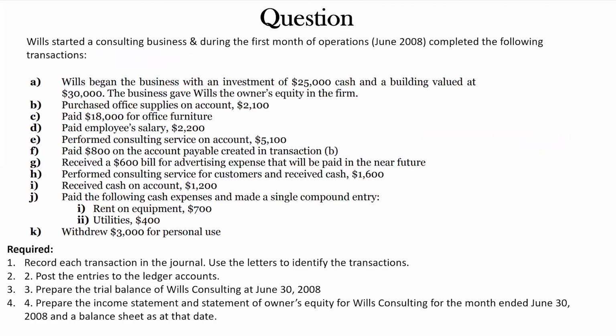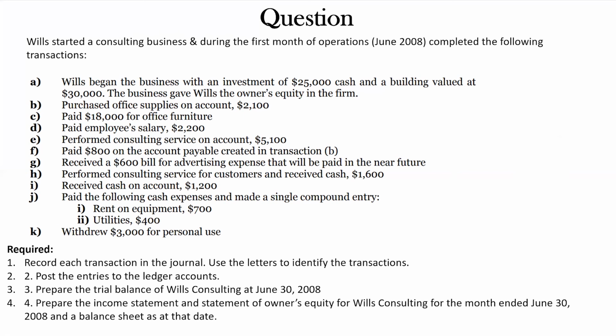B, you purchased office supplies on account for $2,100. So this is a purchase. Resources are leaving. What did we purchase? Office supplies. And the office supplies here is an asset. So the asset is increasing, we're debiting. So the office supplies asset account, we're going to be debiting it $2,100, right?